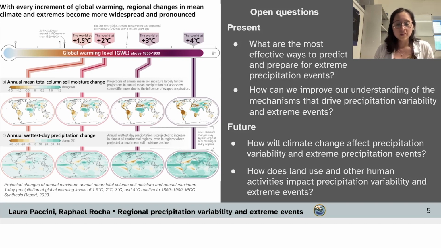In a similar way, we can use this new information to address questions for the future climate. So it is also very challenging to represent precipitation in conventional climate models. So it is very uncertain how precipitation will change under global warming scenarios, and in particular, what is the role of human activity, for example, the land use.